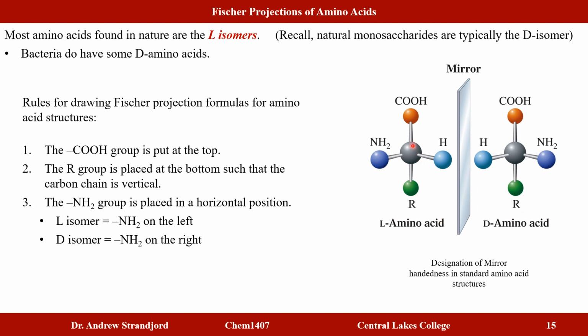In general, this looks just like a Fischer projection, and that is actually how it's drawn. I put my long carbon chain on a vertical axis, starting with the most oxidized group at the top, going down to the least oxidized group, in other words, the carboxylic acid at the top and the R group at the bottom. If the amino group is on the left, it's an L amino acid. If the amino group is on the right, it's the D amino acid.